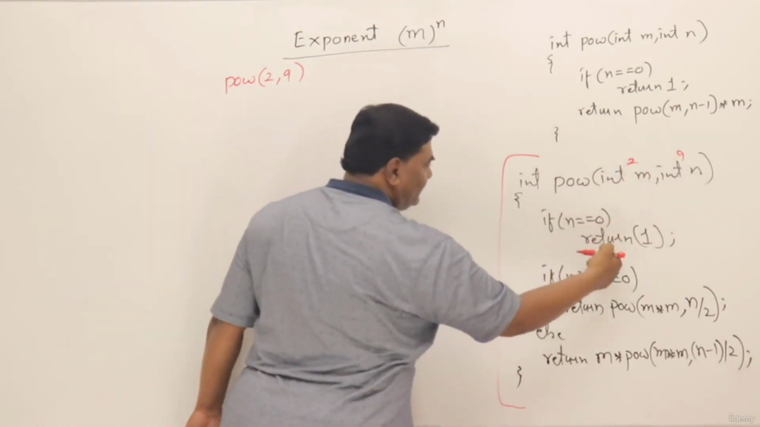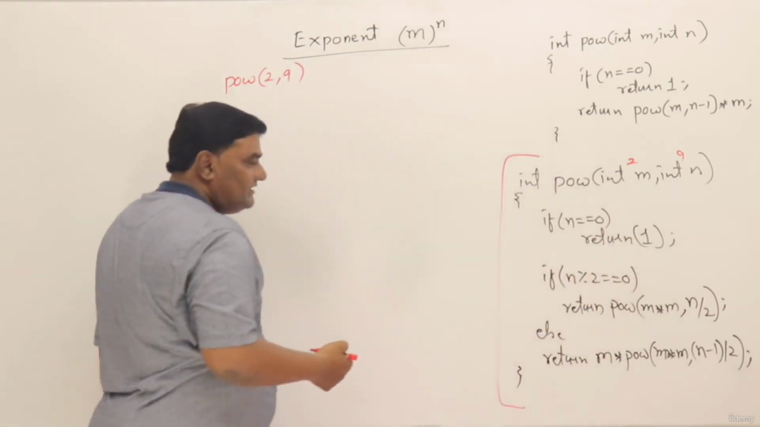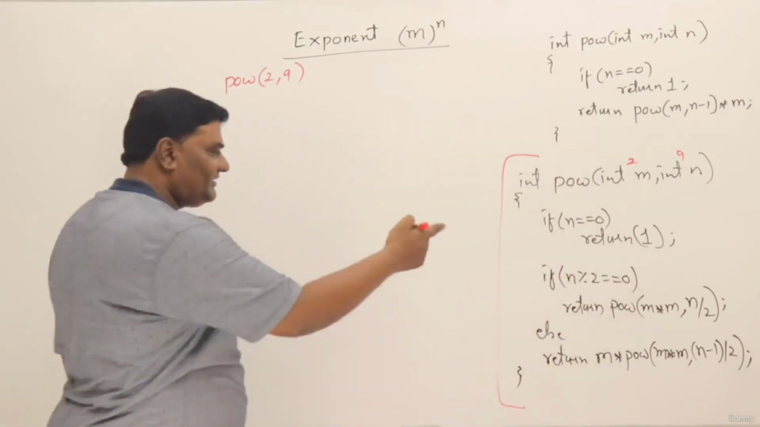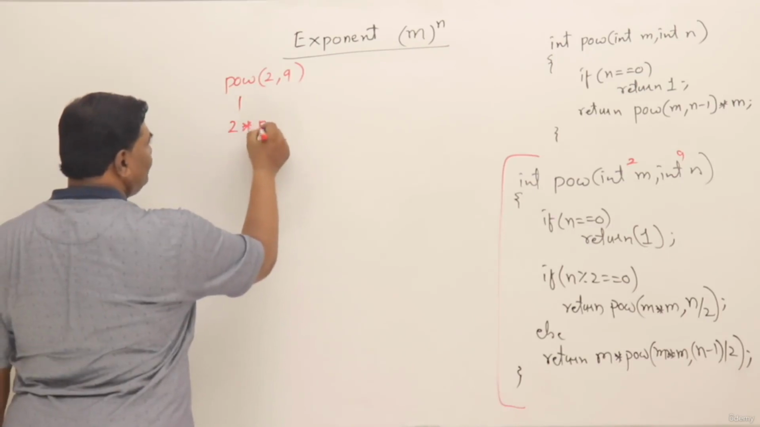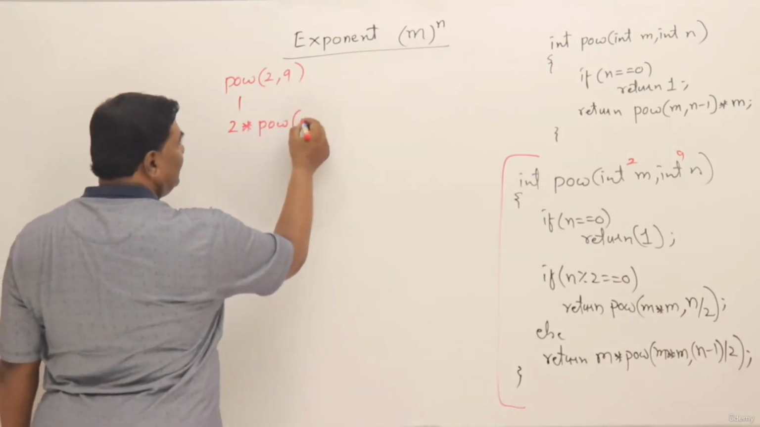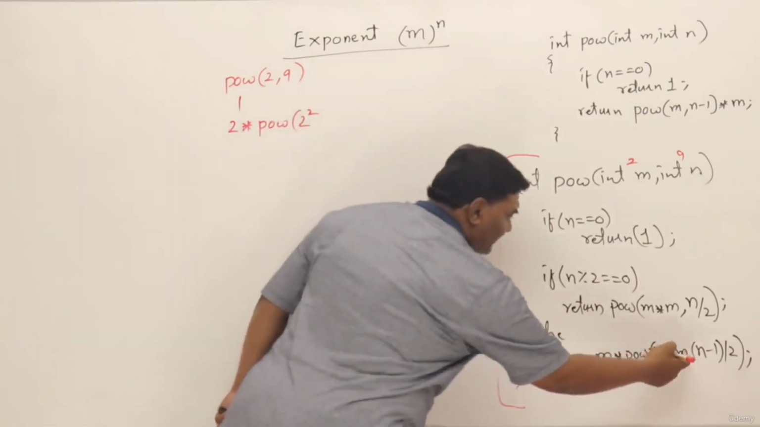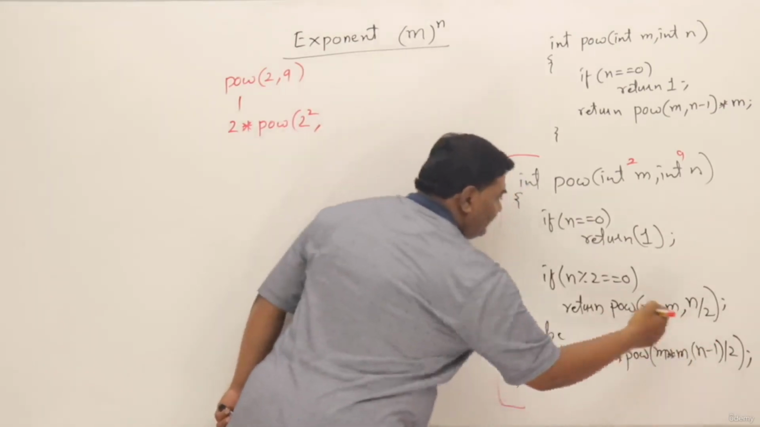So n is 0, no, n is not 0. So n is even, no, it is not even. So it is odd, so it will enter here. So m into so and so. I will write those things directly here. 2 into power of 2 into 2. So I'll write 2 square. See, this is m into m. So 2 square, comma, n minus 1 by 2.